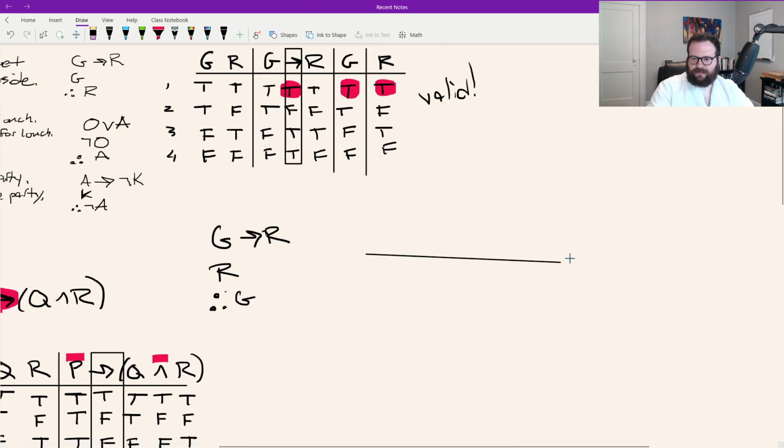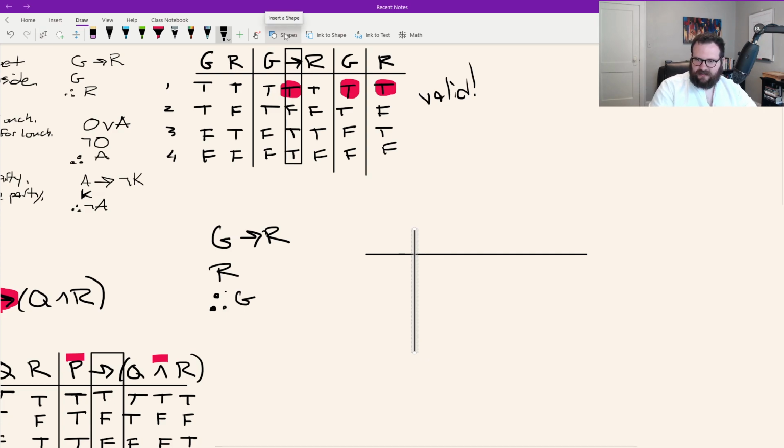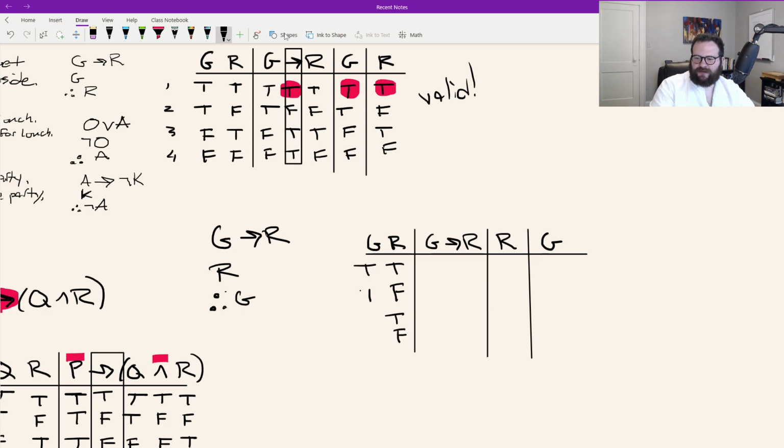First up, we need to draw our lines. Line for the reference columns. Let's fill those reference columns in. G, R. Put our premise. If G, then R. Go ahead and put another line to indicate a break between this premise and the next one. Second premise is just R. One more line here between this premise and the conclusion, which is G. Okay, let's fill in our reference column, true, false. True, false, true, false, and true, true, false, false. Let's fill this in again here, true, true, false, false, true, false, true, false.